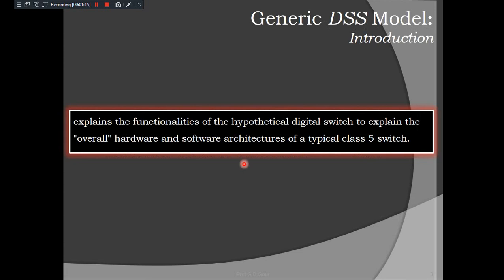Normally this chapter is going to explain the functionalities of a hypothetical digital switch. Hypothetical means it is a theoretical one, not actually the practical. So we can say to some extent it is the ideal case. Here it will explain the overall hardware and software architectures of a typical class 5 switch. Class 5 is a type of common office, and the switch we have there is called a class 5 switch. With respect to that we are going to study its hardware and software architectures in this part.